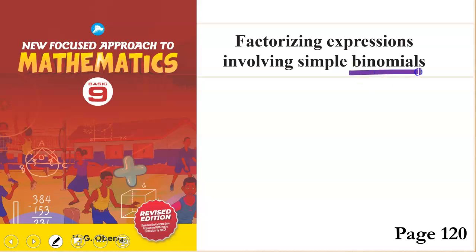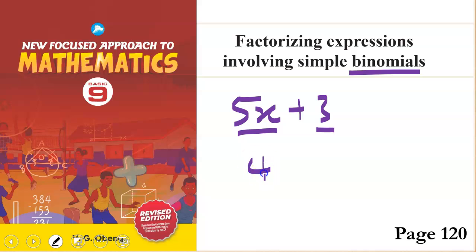Now, when we talk of binomials, it simply means having two terms. When we talk of two terms, it simply means having an expression which is being separated by either plus or minus. So if I have 5x plus 3, these two expressions have been separated by plus, so that makes it a binomial. If I have 4 minus 7y, I still have two terms here, and so it's a binomial. Now I want to learn how we can factorize simple binomials.